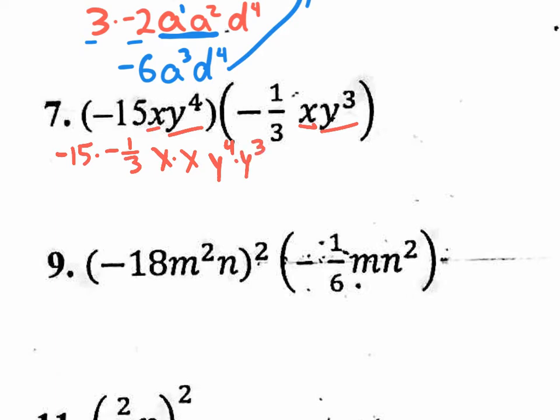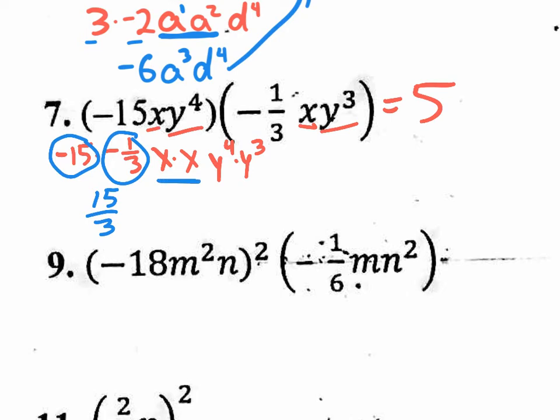So when we do the math, -15 times -1/3, that's really going to be a positive 15 over 3. See, it's really saying 15 divided by 3. So your final answer, the coefficient, is going to be 5, because 15 divided by 3 is 5. And then after that, we're going to do x times x, that is x squared. And then after that, we're going to do y to the 4th times y to the 3rd, that is y to the 7th, using rule 1, adding exponents.